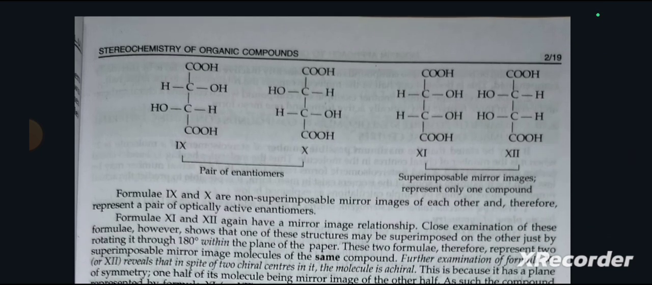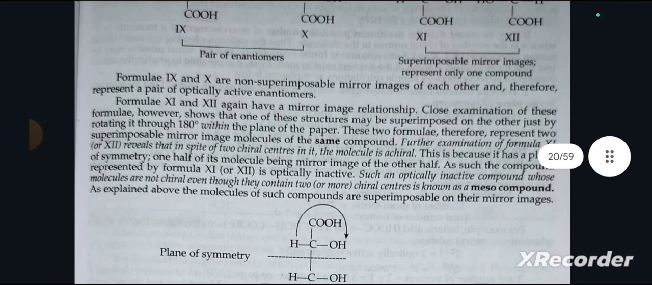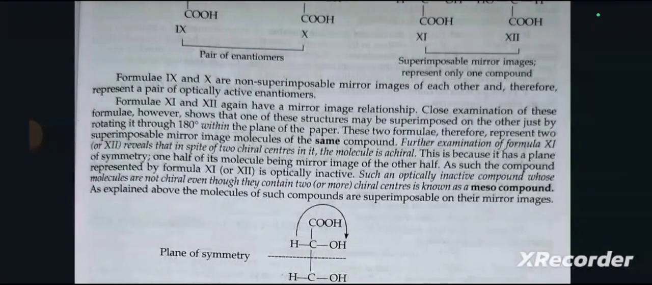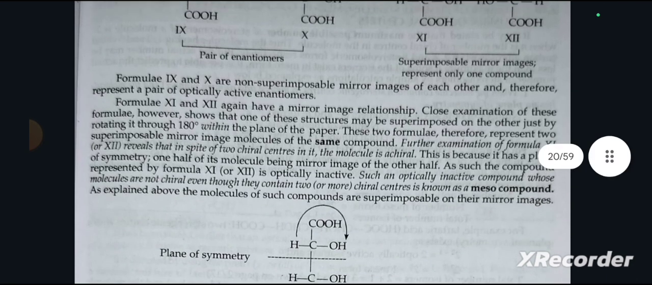Pair of enantiomers. Superimposable mirror images represent only one compound. Formulas 9 and 10 are non-superimposable mirror images of each other and therefore represent a pair of optically active enantiomers. Formulas 11 and 12 again have a mirror image relationship. Close examination of these formulas, however, shows that one of these structures may be superimposed on the other just by rotating it through 180 degrees within the plane of the paper. These two formulas therefore represent two superimposable mirror image molecules of the same compound.